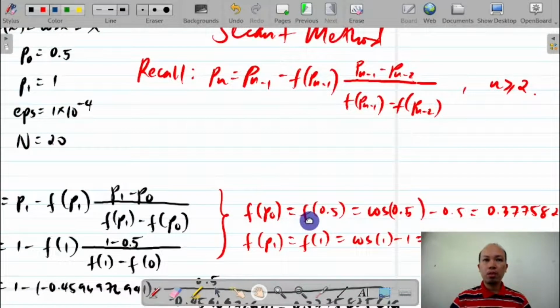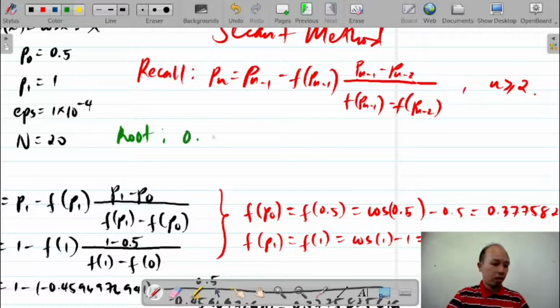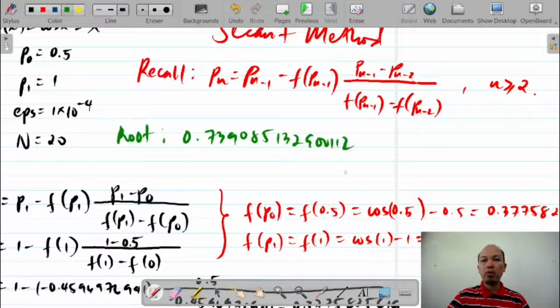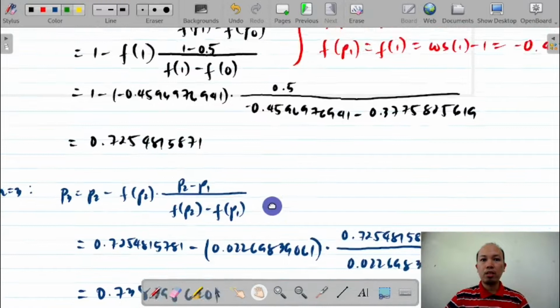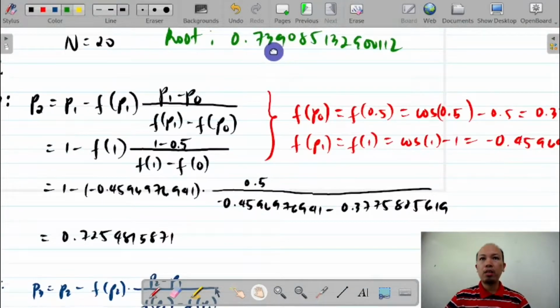Note that the root based on the second method is 0.739085132900112, based on the Python code for the second method, but we will do that one later. So let's compute it by hand. It's almost close: 0.738, we have 0.739.